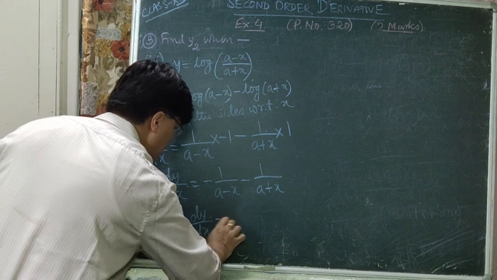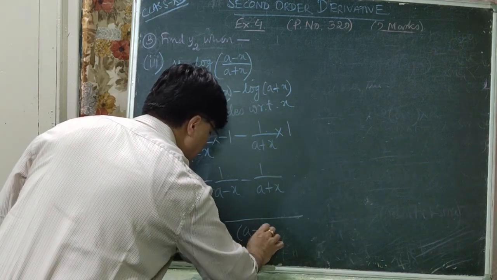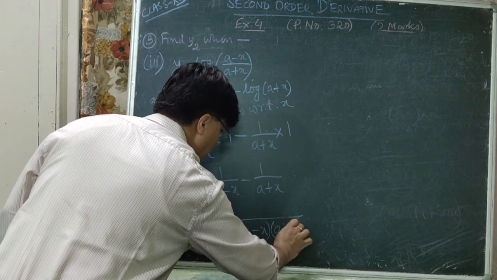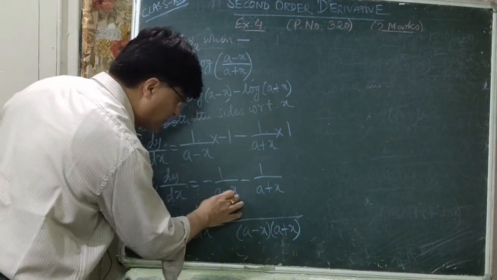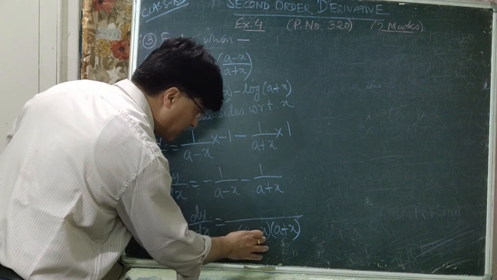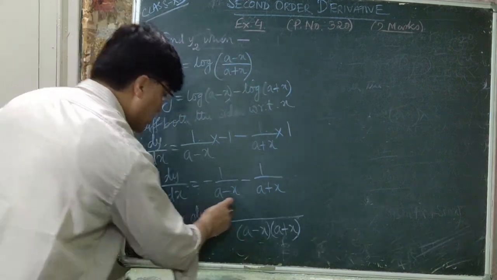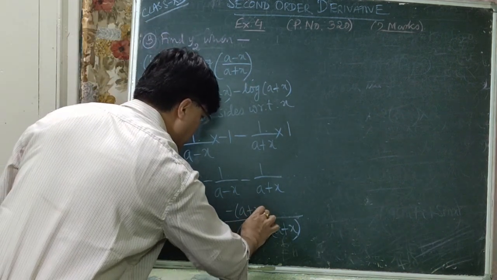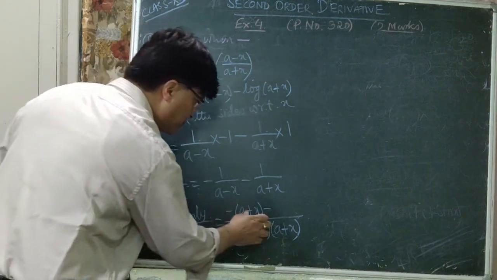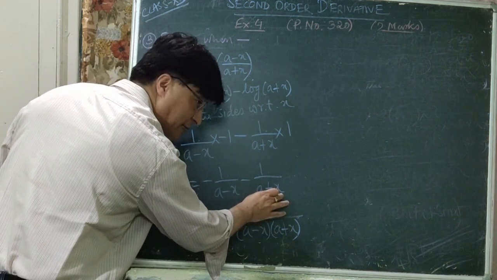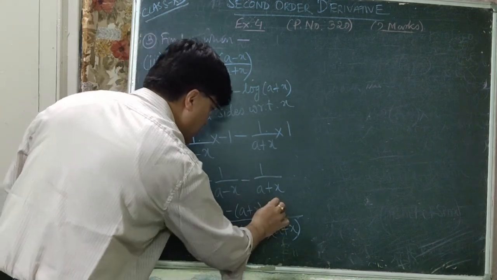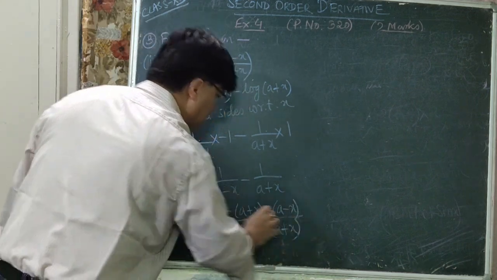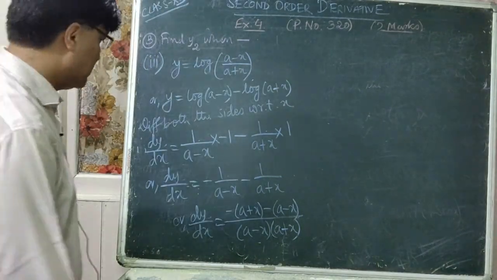So dy by dx is equal to, what's the LCM? It is a minus x into a plus x. Now you know how to simplify it. This LCM is divided by a minus x, you will get a plus x only, minus within bracket a plus x, again this LCM is divided by a plus x, a plus x cancels, you will get a minus x. So 1 into a minus x is a minus x. Keep it within bracket.